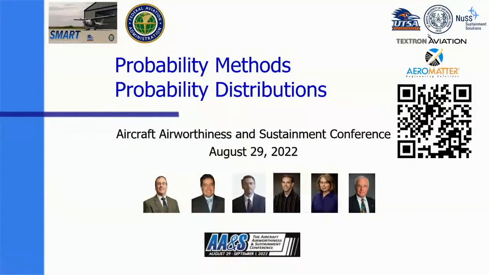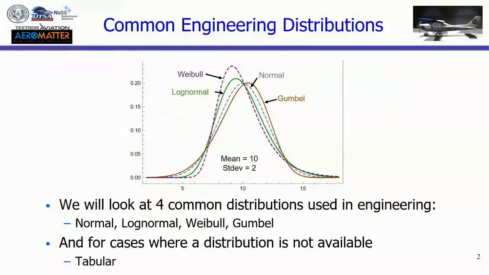I'll go through 4 different common probability distributions in engineering, and then I'll show something a little bit about the tabular distribution and give an example of why you might want to use that in probabilistic damage tolerance analysis. So we'll be talking about the normal, log normal, Weibull, and Gumbel distributions for about 10 minutes.